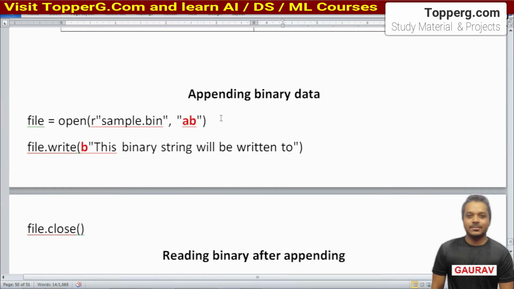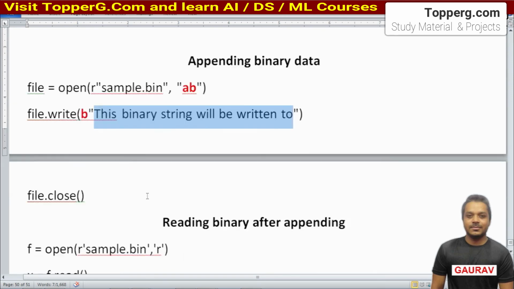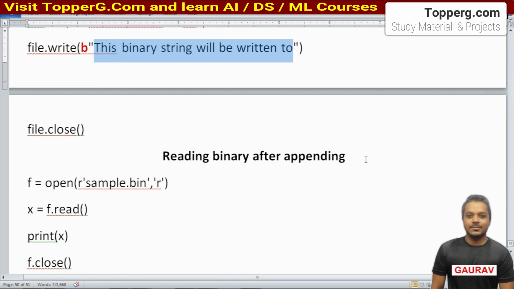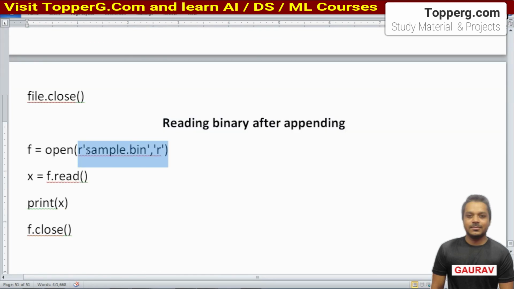So you must remember, while appending data, you just have to use AB mode, and while appending data, take the file extension as .bin. Use the write function, put b here, and this data will be appended in our binary file. And how can we read the data after appending? Simply open our file by using the .bin extension, read the data and print it.